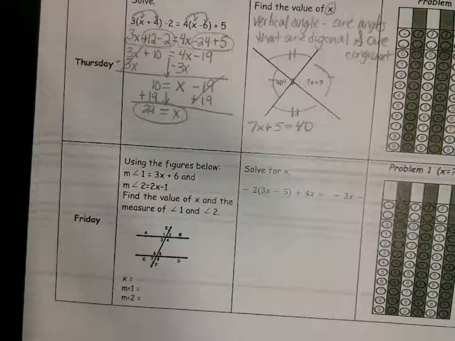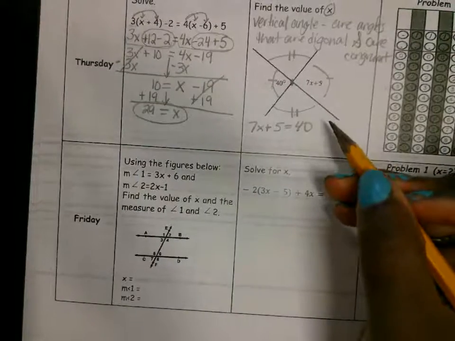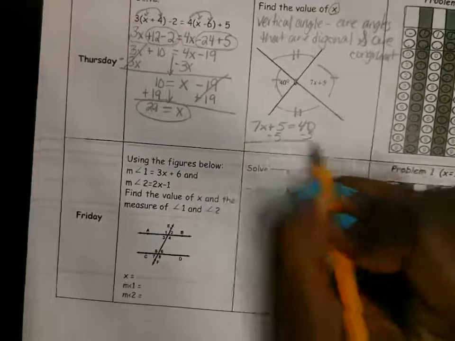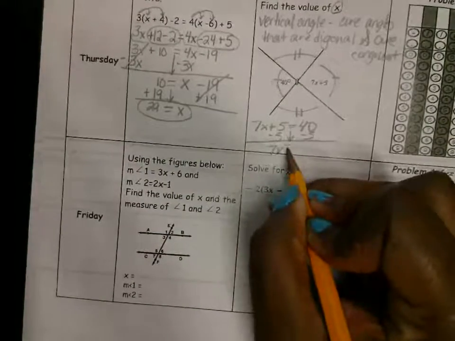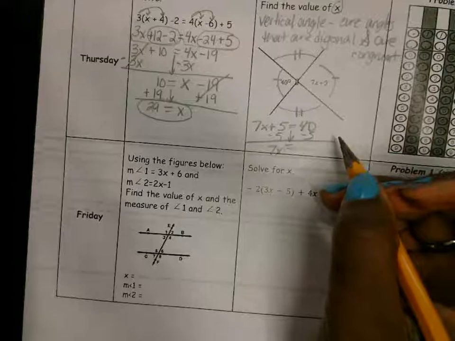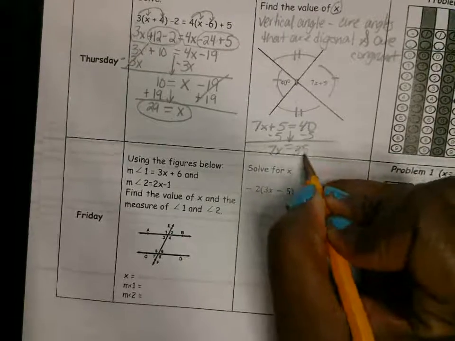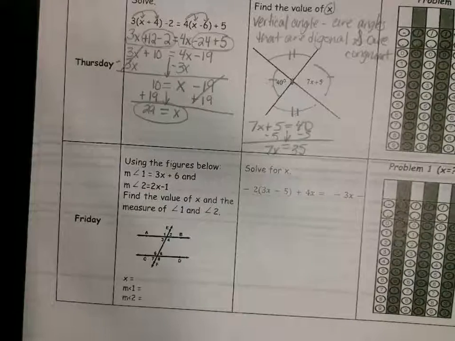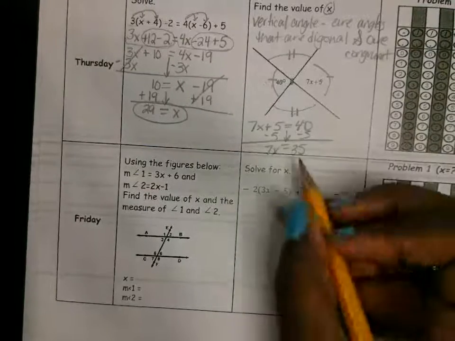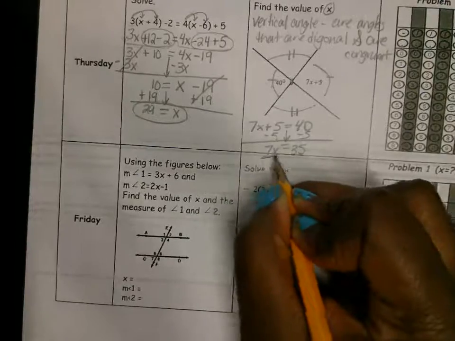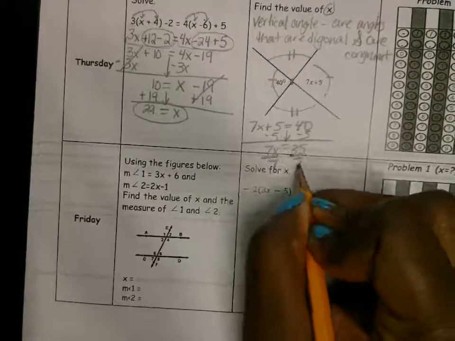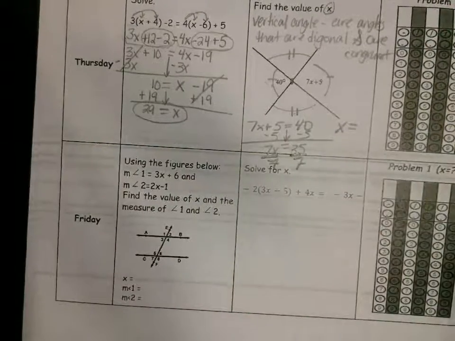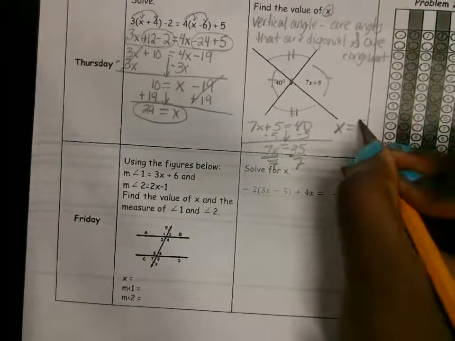All right. So now we're going to solve for the x. We're going to subtract 5 on both sides. When we subtract 5, what does that give us? What's 40 minus 5? 35. Now what do we do to solve for x? Divide both sides by 7. 7 divided by 7 is 1x. 35 divided by 7 is what? 5.